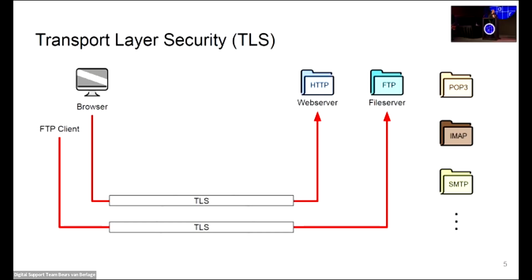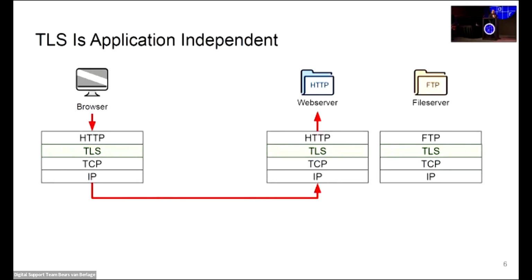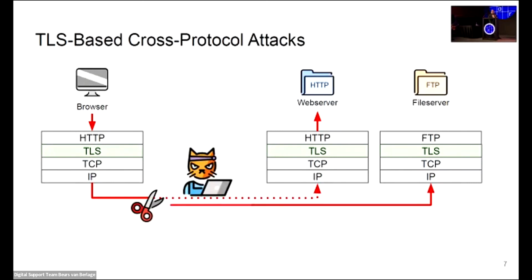So let's take a closer look at how TLS achieves this portability. TLS is designed as a transparent layer between the network layer and the application layer. So the idea is that it is completely application independent. And in particular, TLS does not protect the TCP connection endpoint, such as the IP address or port number. So an attacker can, first of all, redirect the packets to a different service.